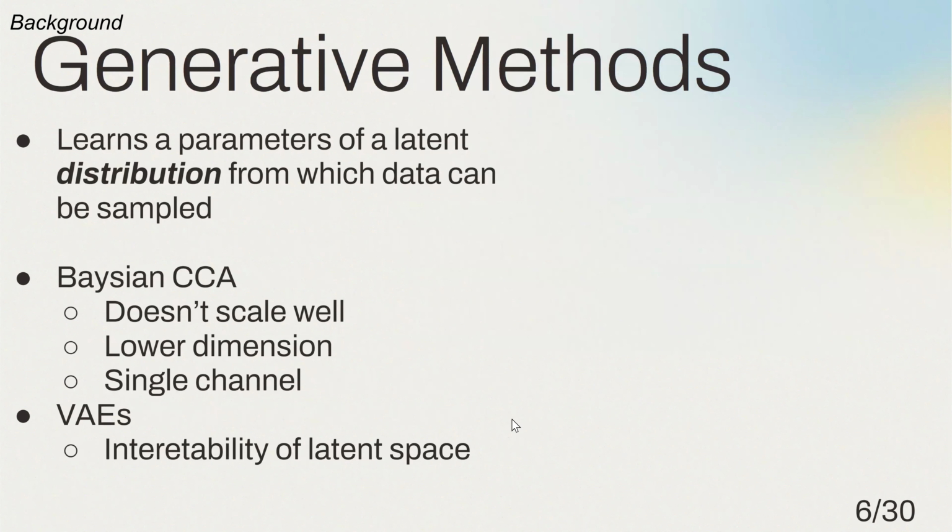Then they talk about some of the work that's being done with generative methods. Essentially what these methods do is they try to learn values that parameterize a probability distribution. Once you have that, you can just take random samples from that probability distribution. That's what they call generative. Another example they wanted to point out is Bayesian correlation analysis. They're claiming it doesn't really scale well, and it's typically just done with a single channel.